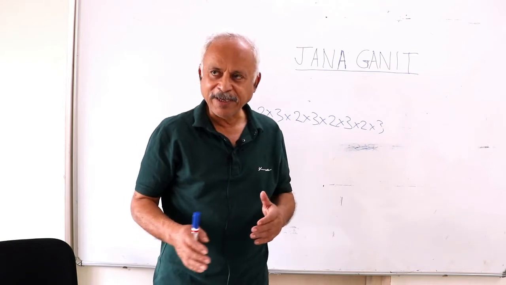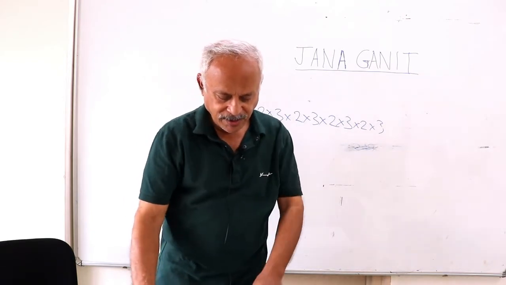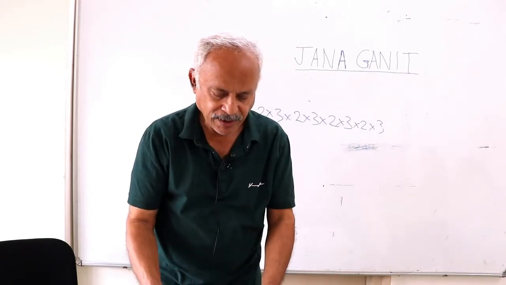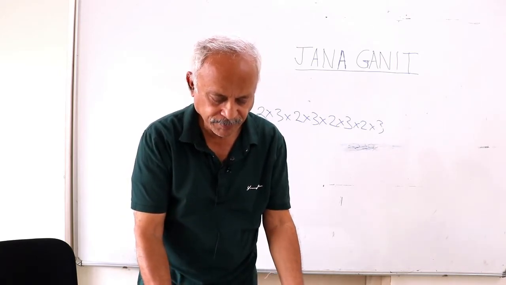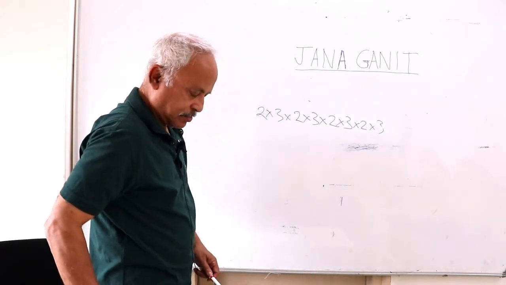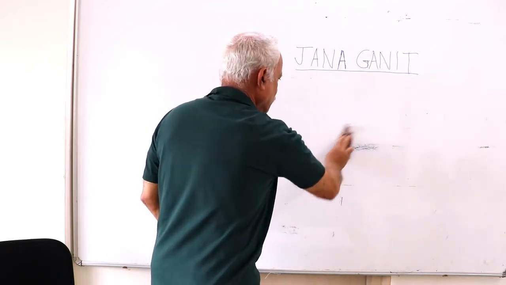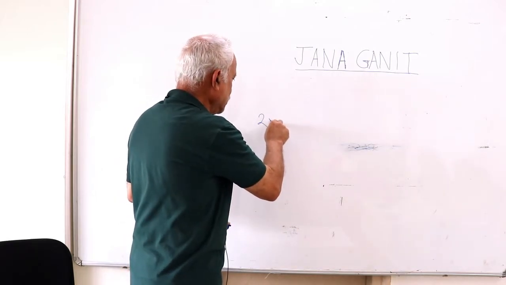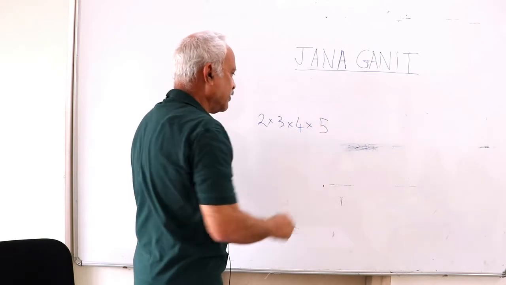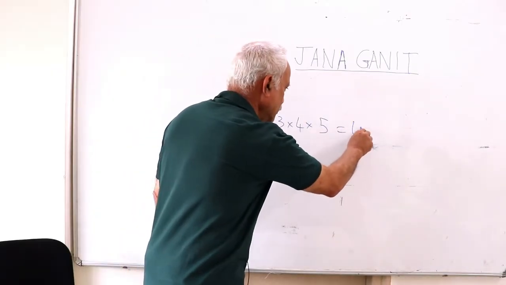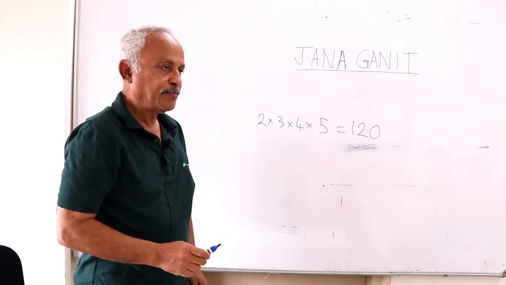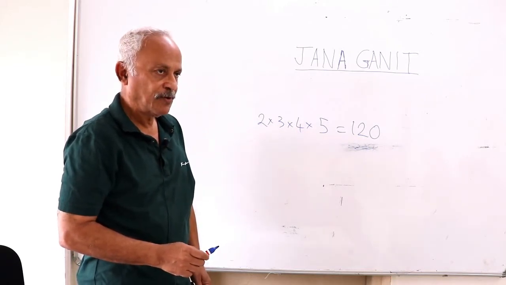So now we know how to keep track of multiplications. Now let's go on further, and I'm going to ask you to evaluate. Evaluate means work out in the calculator what is 2 into 3 into 4 into 5. One twenty. So what are the factors of 120? 2, 3, 4 and 5 are the factors of 120.